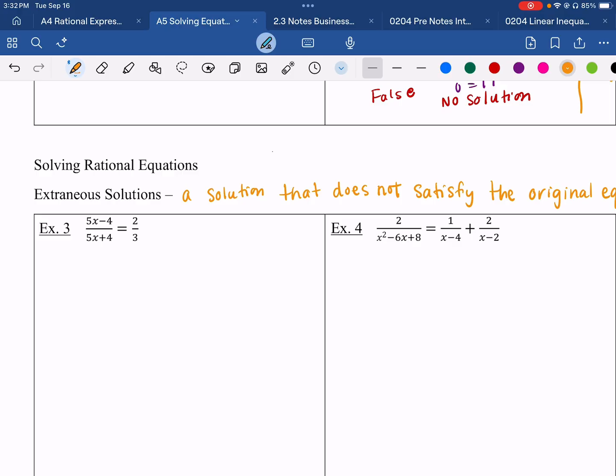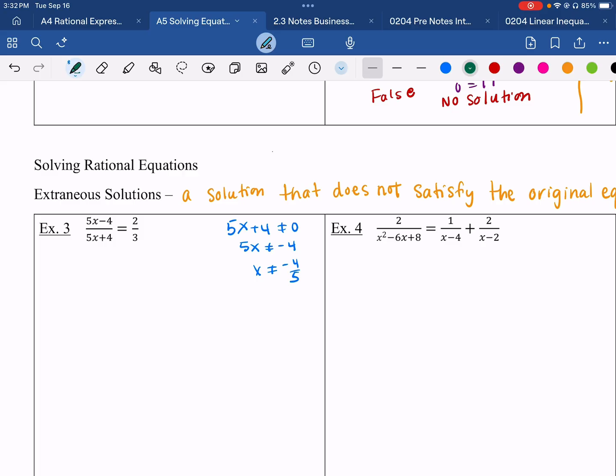Remember your restrictions on the domain. So take your denominator, 5x plus 4, and it can't equal 0. Subtract 4. 5x can't be negative 4. Divide by 5. x can't be negative 4/5. So if we get an answer of negative 4/5, then that's an extraneous solution. Okay, and that wouldn't work.